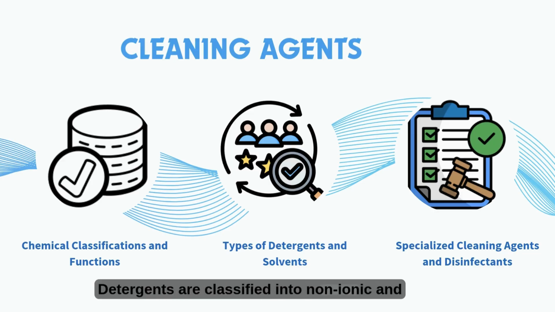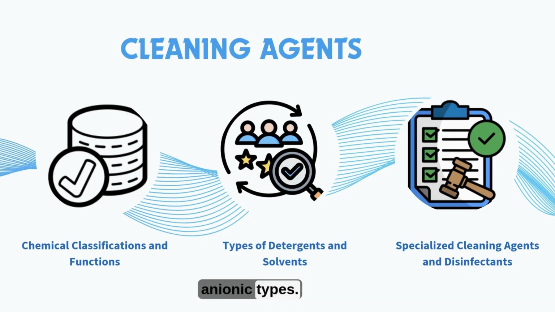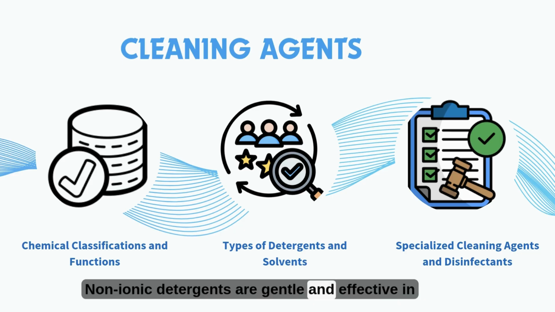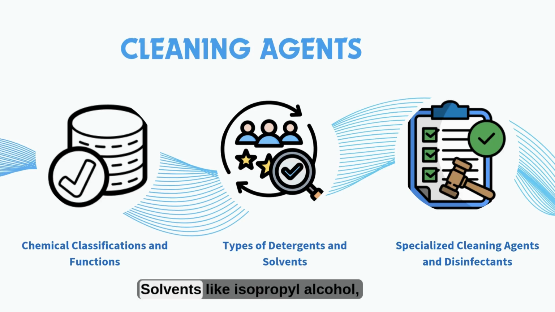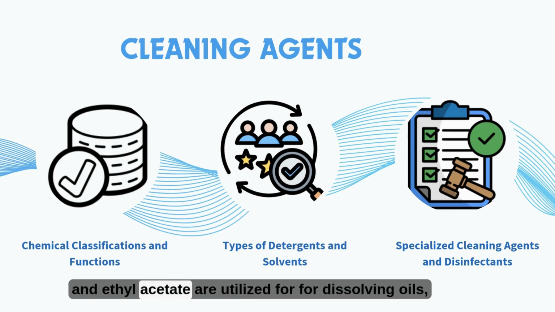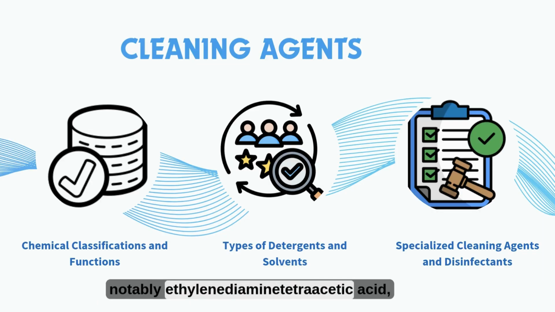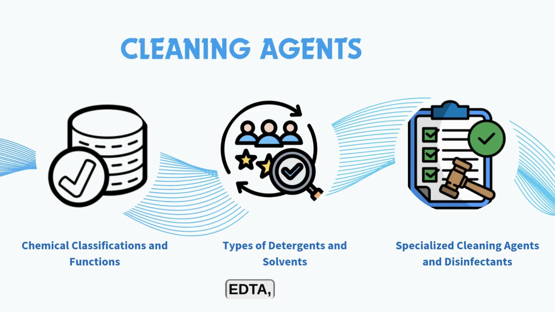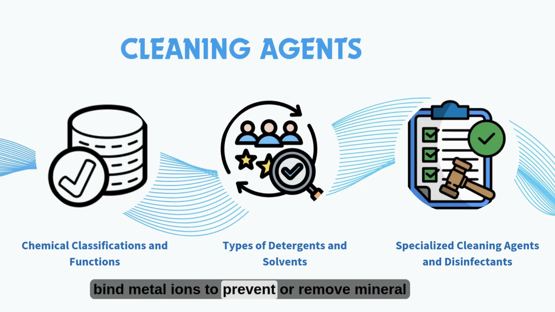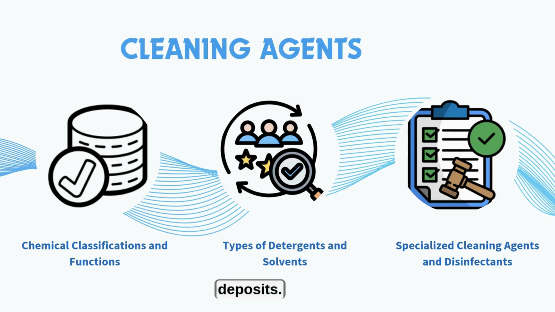Detergents are classified into non-ionic and anionic types. Non-ionic detergents are gentle and effective in removing oily soils, while anionic detergents contain negatively charged ions that enhance cleaning power against dirt and grime. Solvents like isopropyl alcohol, ethanol, acetone, and ethyl acetate are utilized for dissolving oils, adhesives, and certain residues. Chelating agents, notably ethylene diamine tetraacetic acid, EDTA, bind metal ions to prevent or remove mineral deposits.